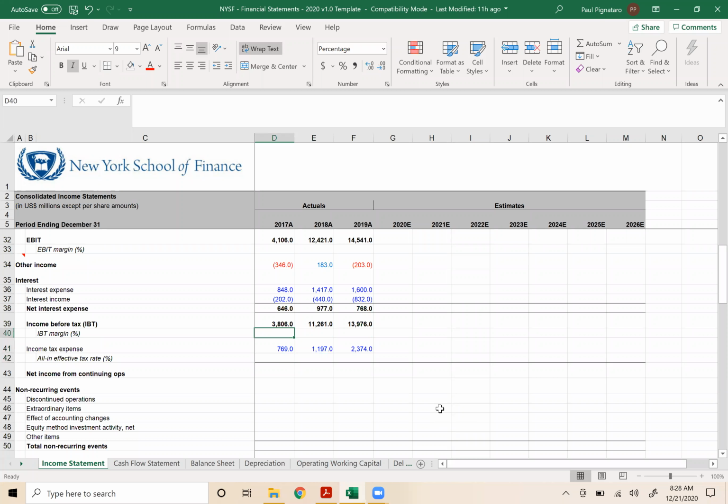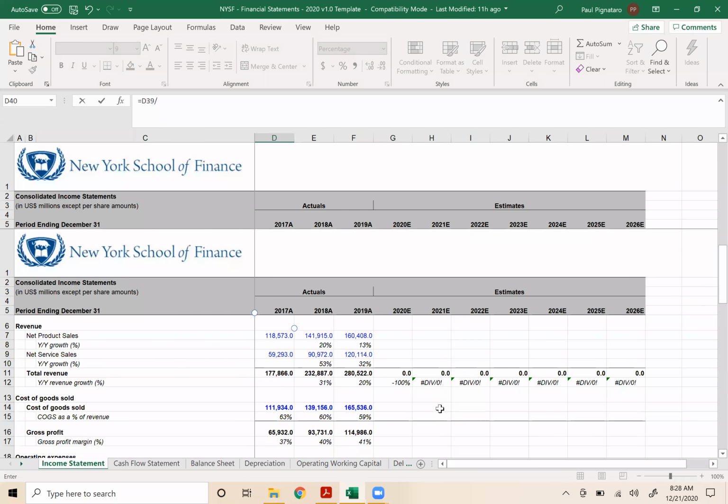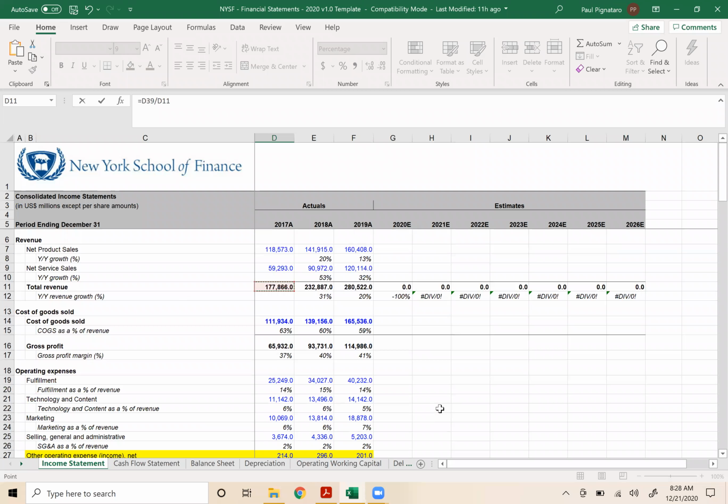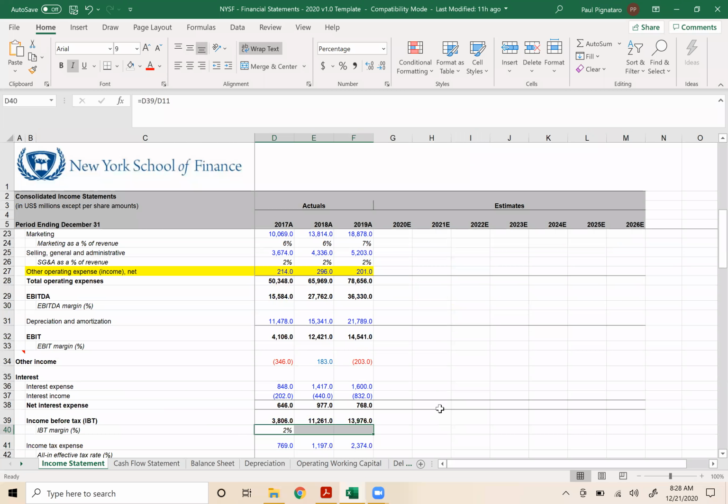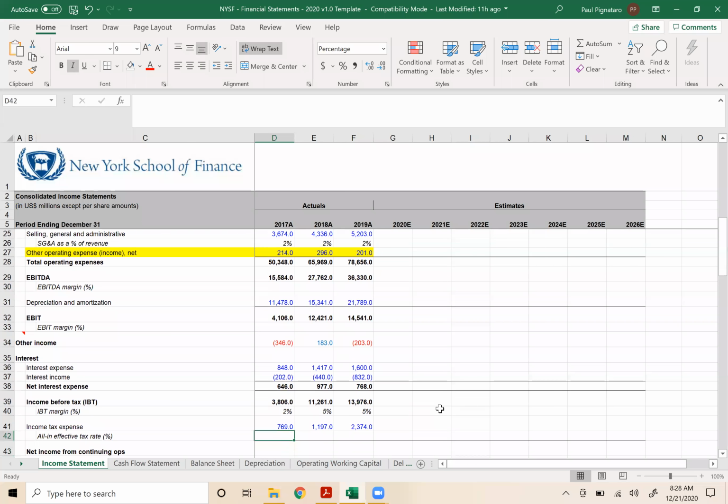Oh, I forgot my margin number. Want to calculate my margin? The margin is the line item IBT divided by revenue. Okay, 2%. That's the IBT margin. Oh, look how it jumps. I wonder how it jumps.